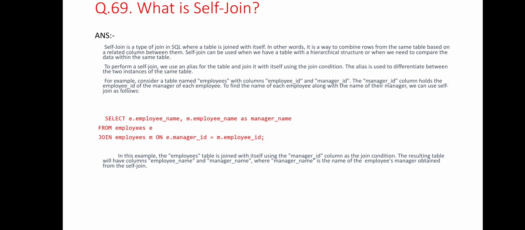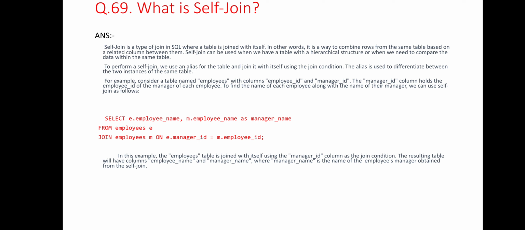Question number 69. What is self-join? Self-join is a type of join in SQL where a table is joined with itself. In other words, it is a way to combine rows from the same table based on a related column between them. Self-join can be used when we have a table with a hierarchical structure or when we need to compare the data within the same table. To perform a self-join, we use an alias for the table and join it with itself using the join criteria. The alias is used to differentiate between the two instances of the same table.